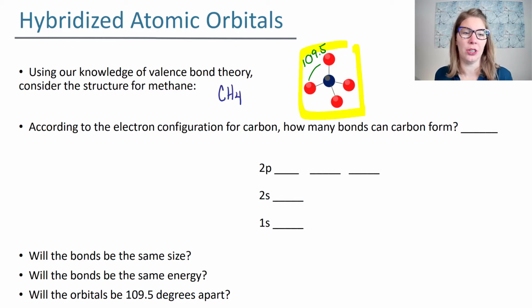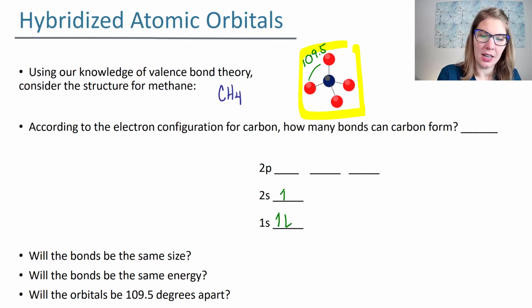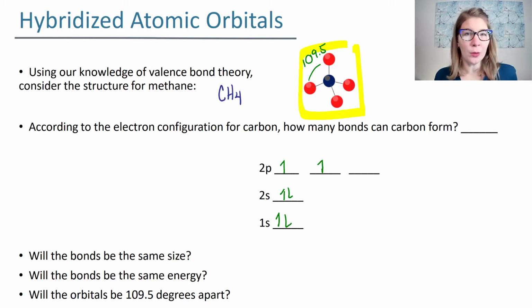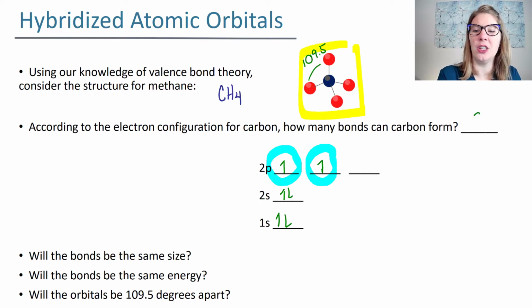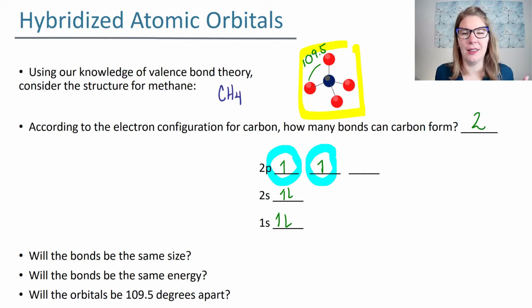Let's take that idea and keep it in the back of our mind as we talk about carbon's electron configuration. When we look at carbon's electron configuration, it has two unpaired electrons in the 2p. And normally in valence bond theory, your unpaired electrons overlap with another orbital that has unpaired electrons, meaning that you would form one bond with this orbital and one bond with this orbital, so that you would have two bonds. But wait, didn't we just say up here that carbon forms 4 bonds? We have a problem: carbon can only form 2 bonds according to its electron configuration.